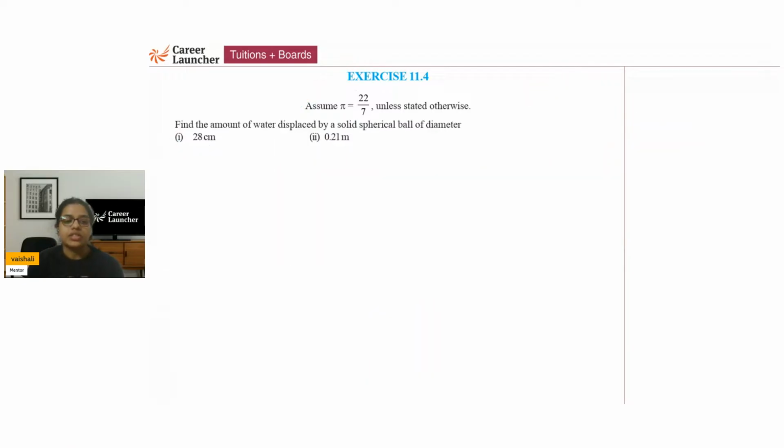Now the next question. Find the amount of water displaced by a solid spherical ball of diameter. सबसे पहले तो what you must focus is that diameter is given instead of radius. Another thing is, for instance, जैसे मेरे पास एक कंटेनर है. Okay, so this is the container in which I have water. Okay, so there is some water.